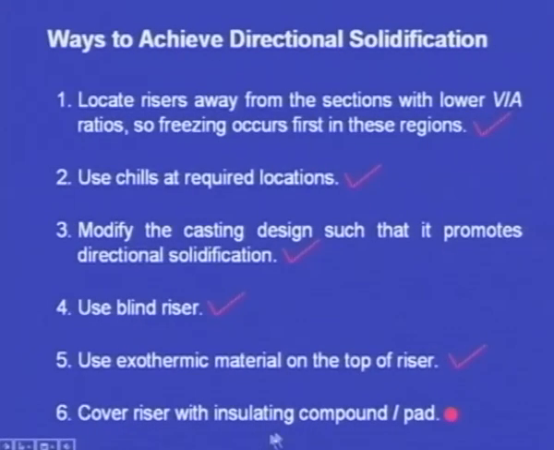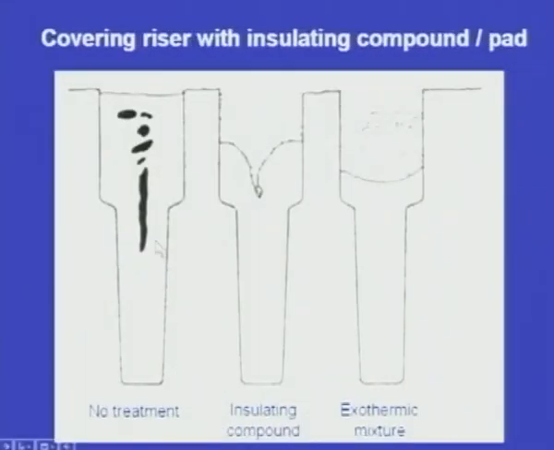Next one, let us see another factor, that is cover the riser with insulating compound or pad. And here we can see this is a riser, and here we have placed the exothermic material, and what happens, on the top we have kept the exothermic material, but on the sides the heat is dissipated to the mold wall. So, if we can prevent this heat dissipation through the mold wall, the liquid metal in the riser continues to be in liquid state for some more time.